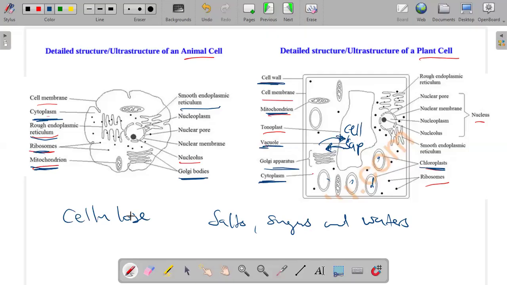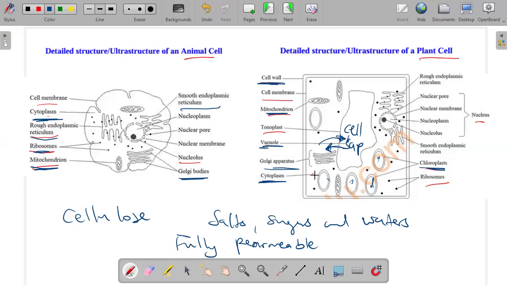Because of the cell wall, the plant cell has a regular structure. This cell wall itself is fully permeable. Fully permeable means it allows anything to go in. It does not select anything, so anything can go through it. But then there's a cell membrane which will select what will go in and what will not go in. Okay, so this is just about the parts of the cell and their functions.